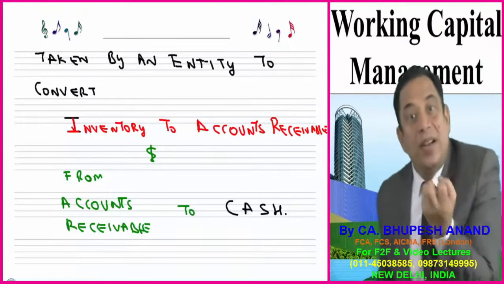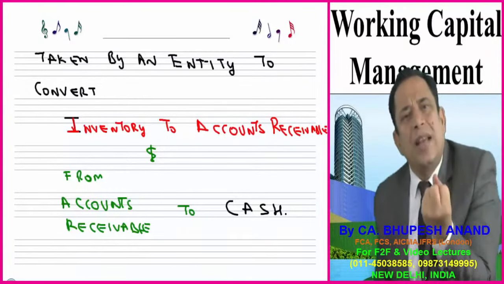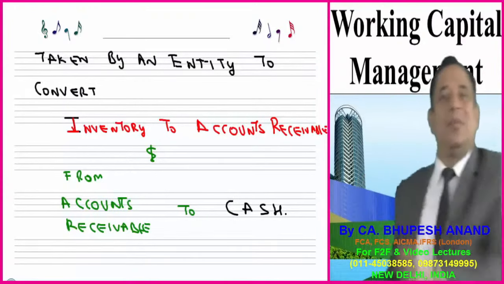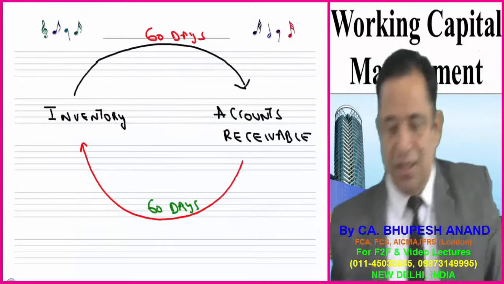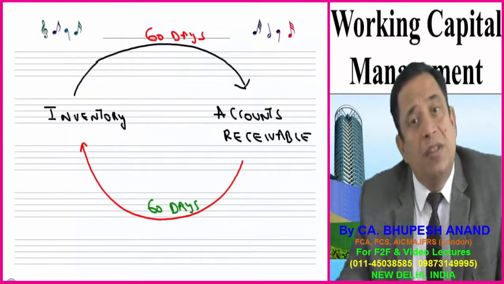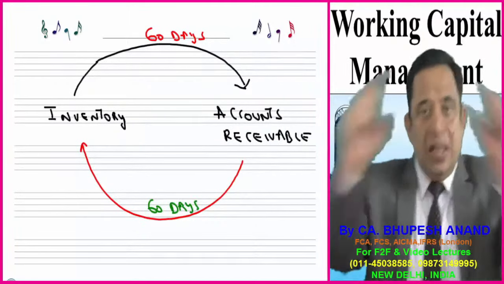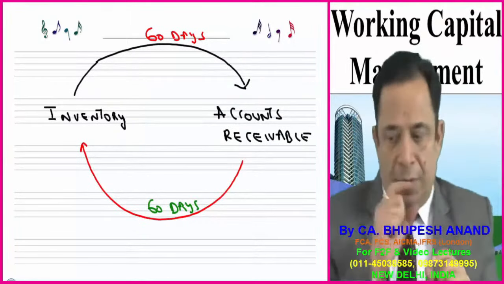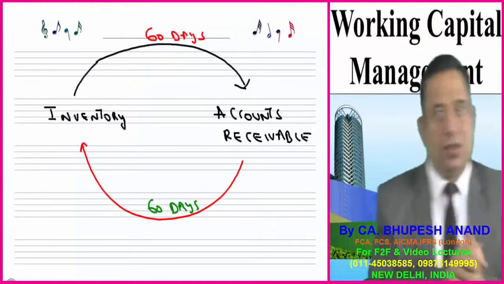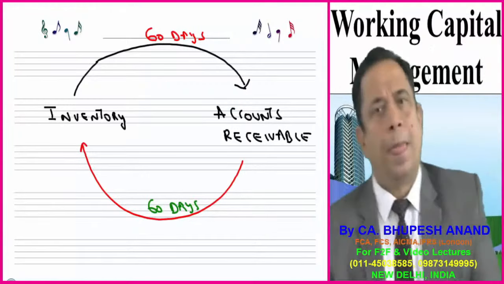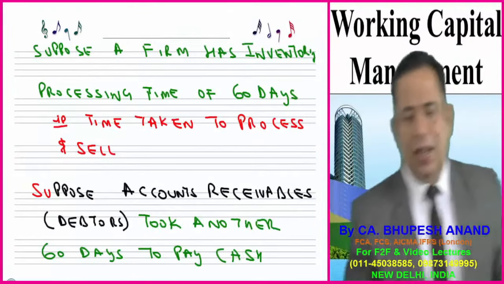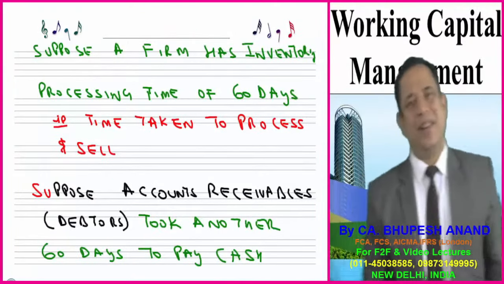So it can be calculated in days. How can we calculate it easily? Number of days in inventory plus number of days in accounts receivable. If I add these two numbers, please prepare a flow chart: inventory to accounts receivable 60 days, and accounts receivable to inventory 60 days. So we can easily calculate the gross operating cycle. Please write it down, my dear friend.